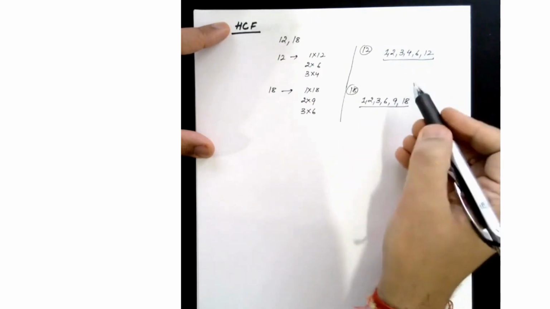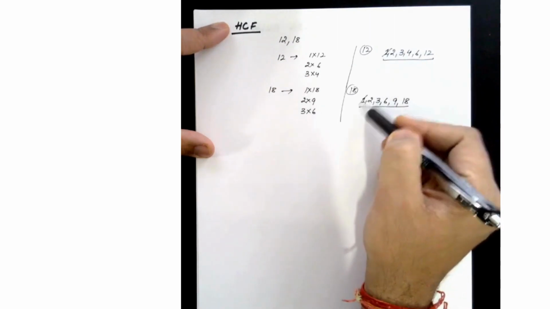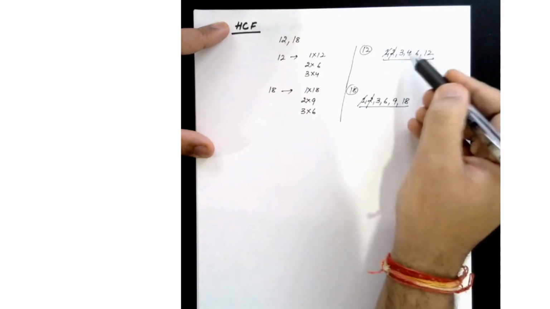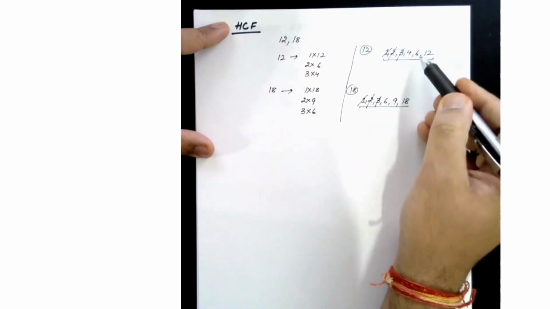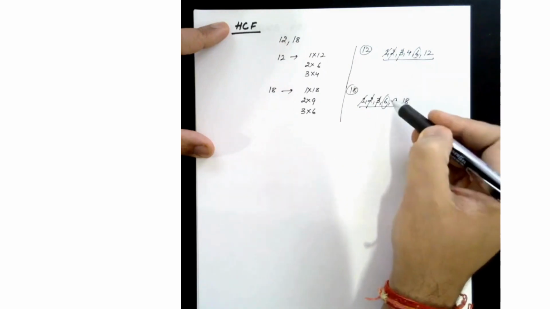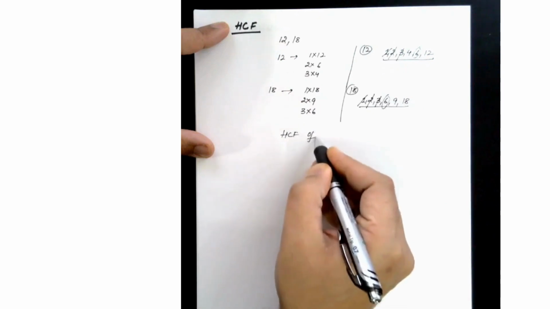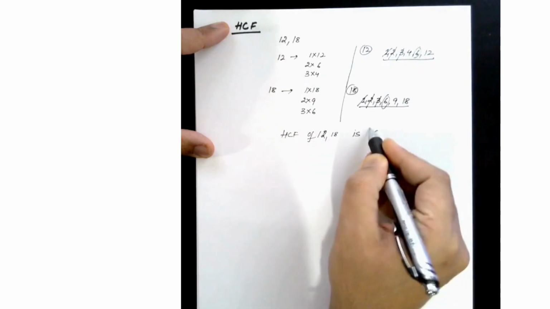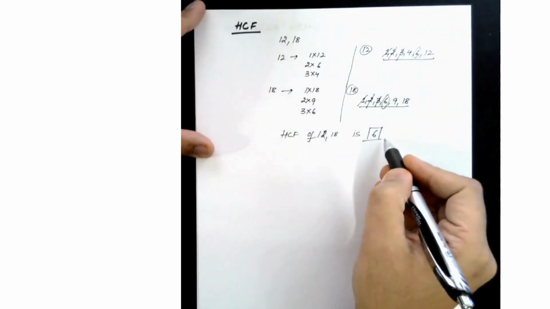So when we say highest, and that is common between these two, we see 1 is common, but this is not the highest. 2 is common, it's not the highest. And then we have 3 is common, but this is not the highest, because we have 6 present in both. So 6 is common and it is the highest. So HCF of 12 and 18 is 6. So this is how we define the HCF and find it.